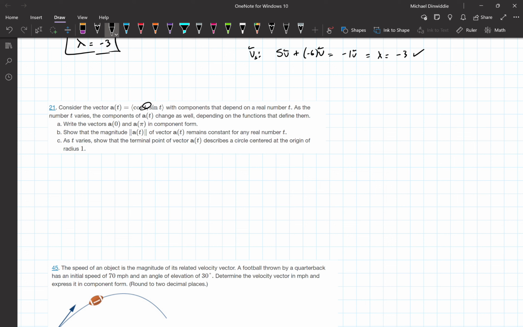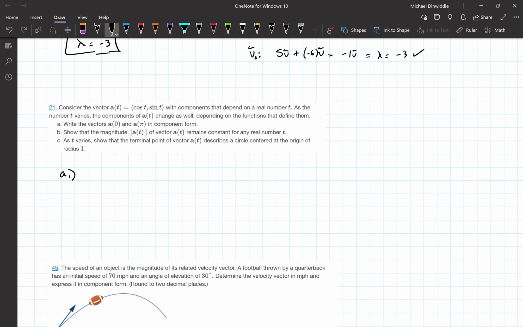Usually when we see t, we're talking about time. Not always, but it can help you to visualize what we're doing with this vector here. It says a of t is equal to cosine t, sine t. And as the number t varies, the components of a of t change as well, right? So depending on the functions that define them, the first part here is to write the vectors a of 0 and a of pi.